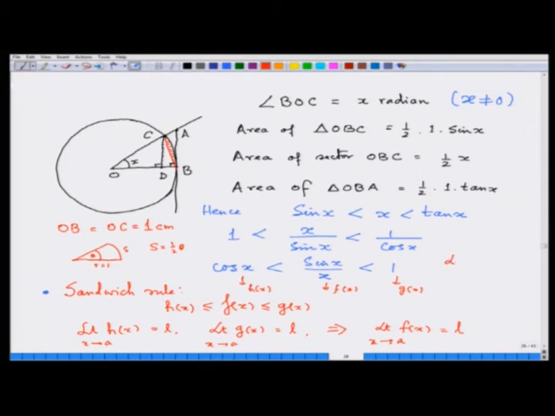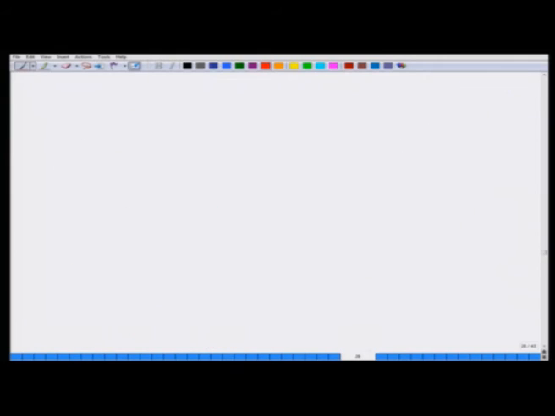Now, in our case, the limit of cos x as x tends to 0 is 1 and the limit of 1 as x tends to 0 is 1. So, we conclude that the limit of sin x by x as x tends to 0 is 1.